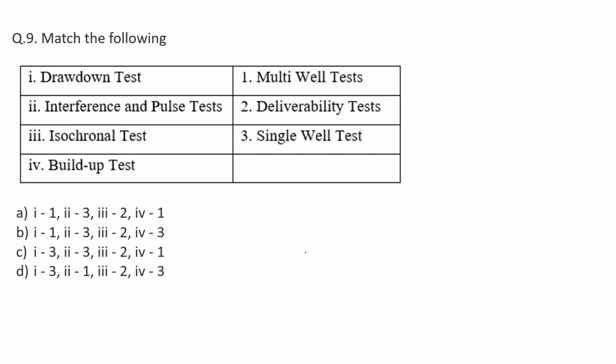Next is the match the following. On the left side there are four options given: drawdown test, interference and pulse test, isochronal test and build-up test. And the right side is given: multi-well test, deliverability test and single well test. So we have to match these two with each other.